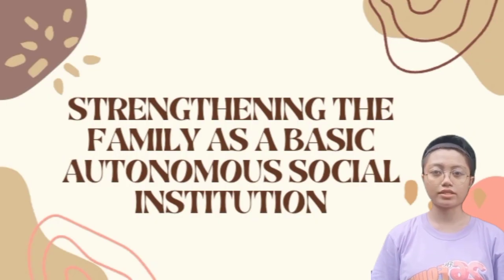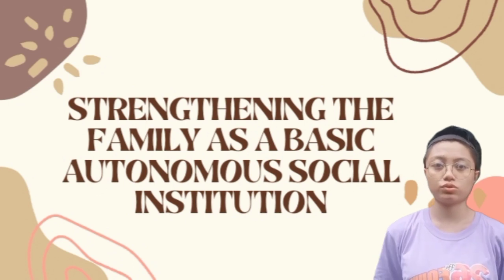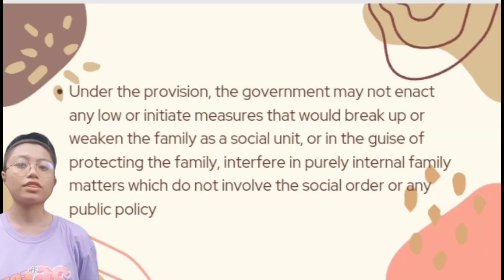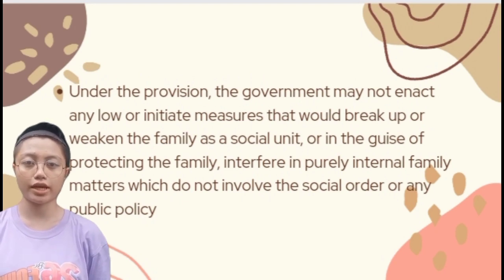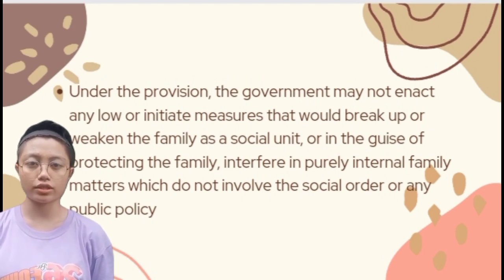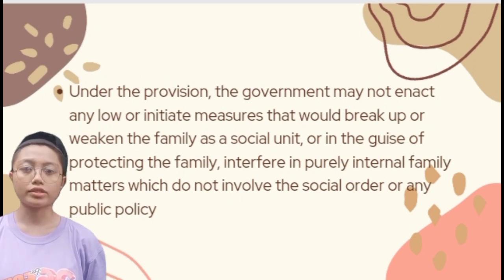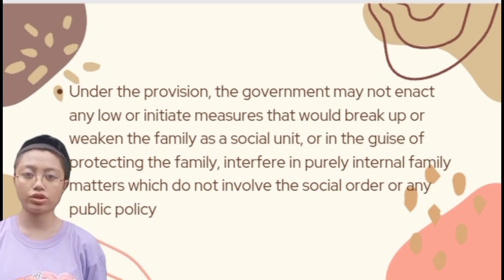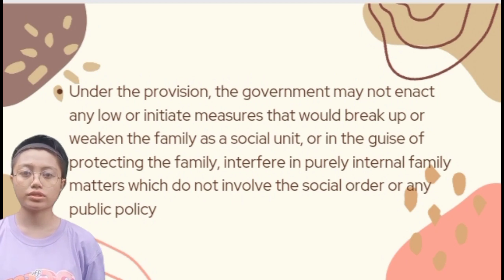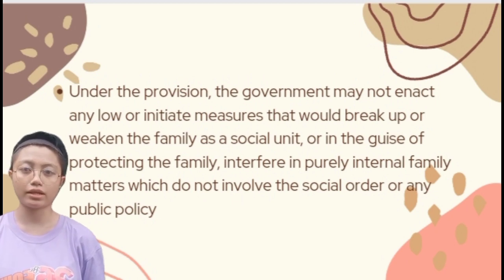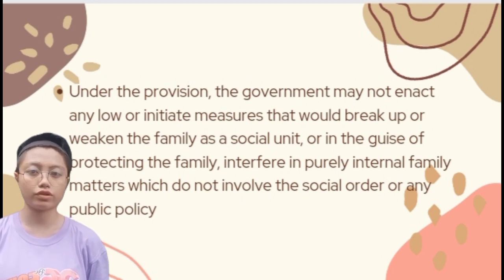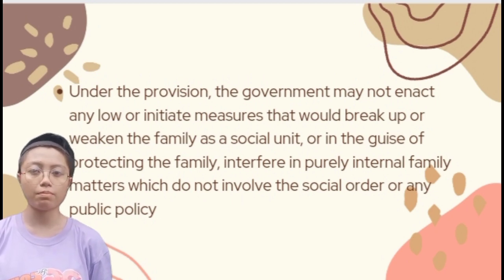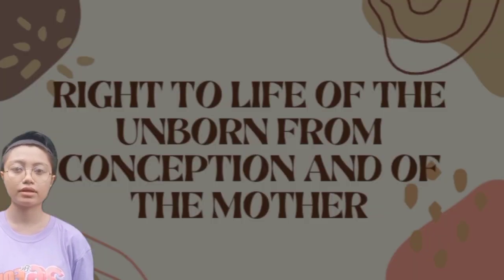Strengthening the family as a basic autonomous social institution. The above declaration mandates the state to recognize the sacredness of family life and to strengthen the family. Our civil code lays down certain general principles which sustain the solidarity of the family, not only for the guidance of the courts and administrative officials but also for their wholesome influence upon the members of every family.